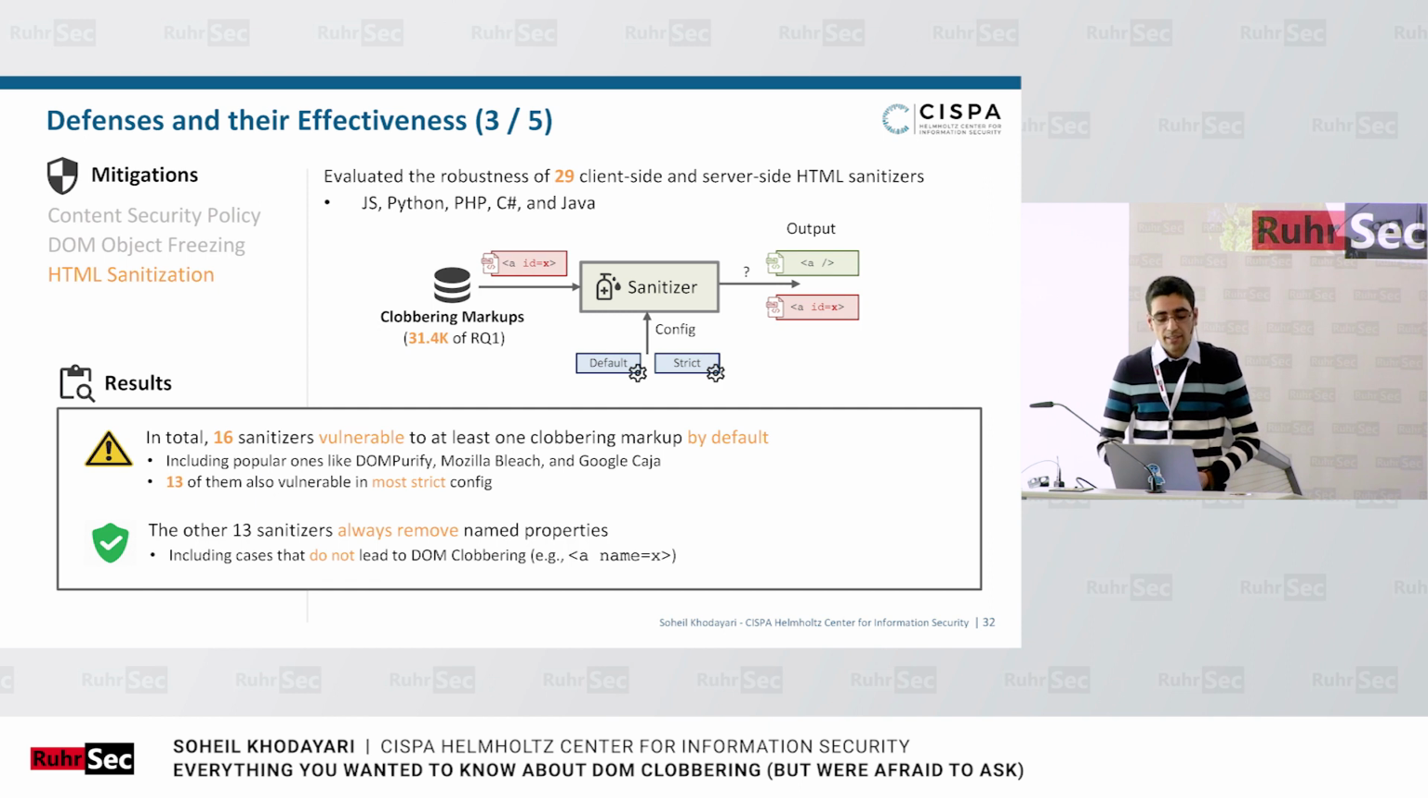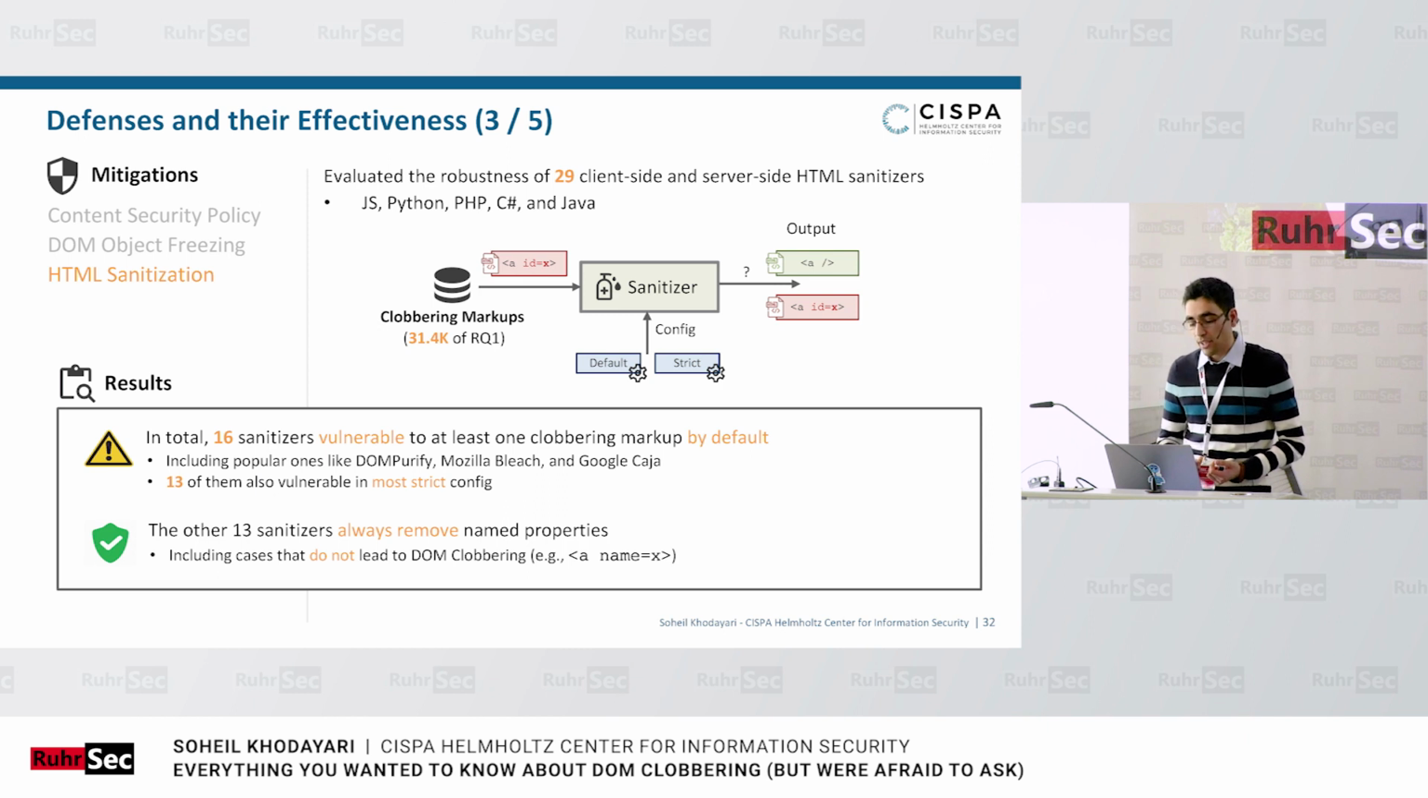On the other hand, the other 13 sanitizers were not vulnerable, but they always removed named properties. And this includes cases that do not even lead to DOM clobbering, for example, an anchor tag with the name property. And this may interfere with cases where developers actually need those attributes. So this can have usability issues.